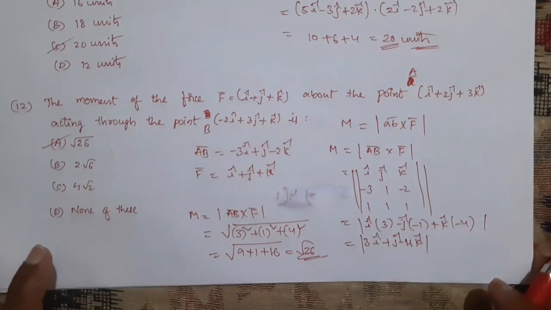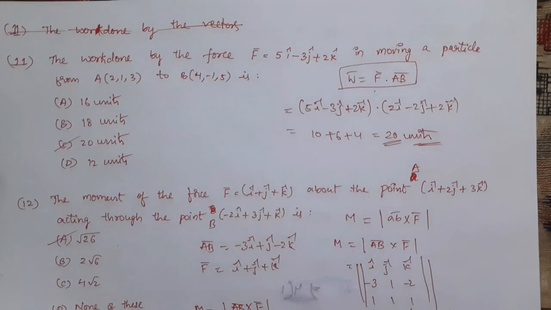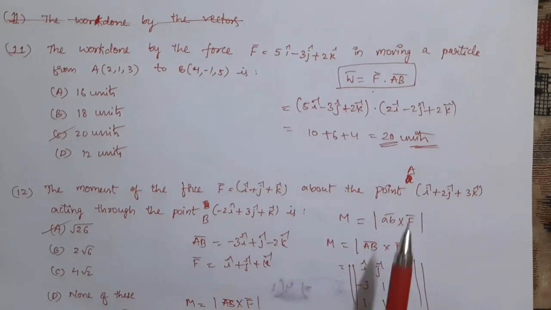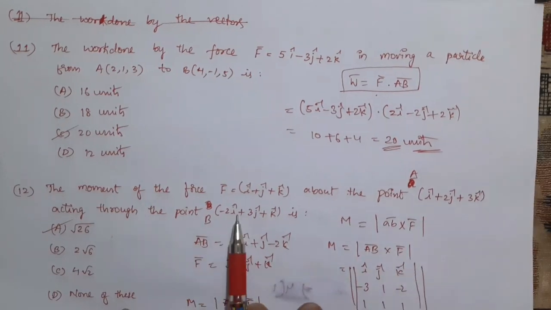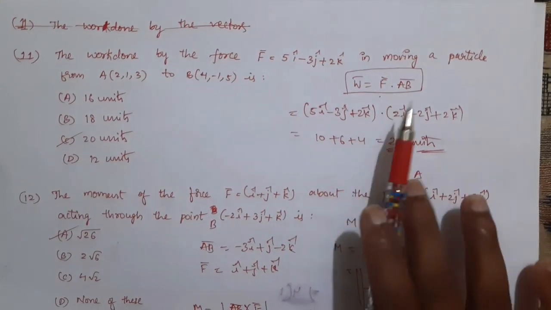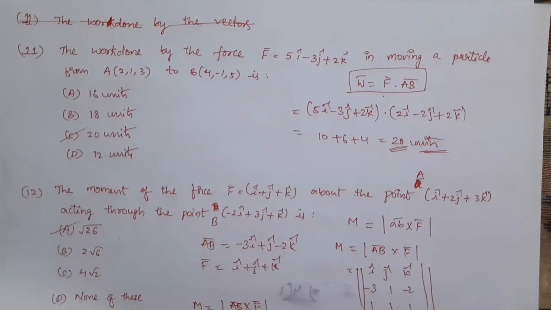Option A. Okay? So this is the formula for moment, and this is the formula for work done. And if you observe, about the point, this point is acting through this point. So first AB bar, it should be AB bar cross F bar. So work done is a dot product, and moment is a cross product.